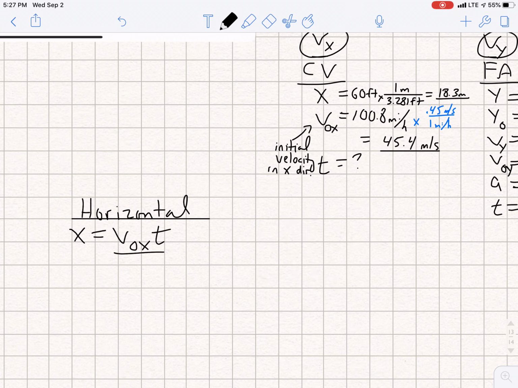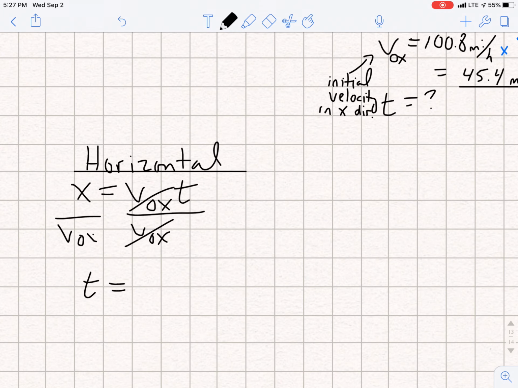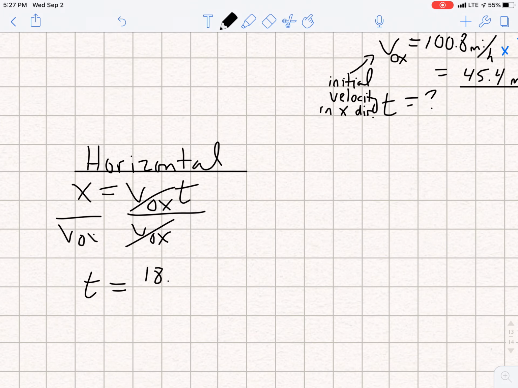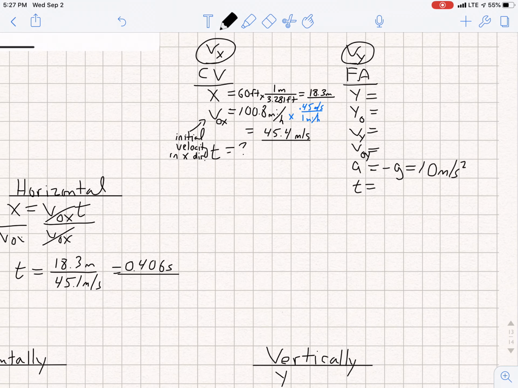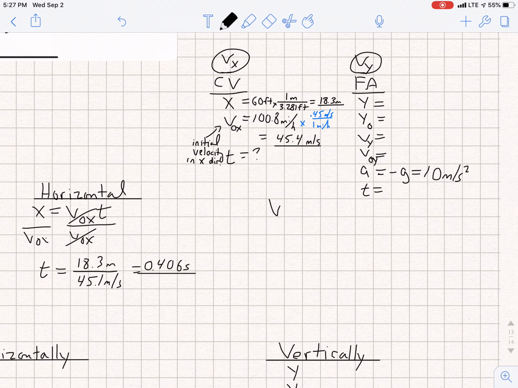But I'm going to solve for time. So I'm going to divide by v naught x, cancels, and the time it takes to get to home plate would be 18.3 meters over 45.4 meters per second, and that's roughly about 0.406 seconds, something like that. Well, now we can use, for the vertical direction, a second equation.